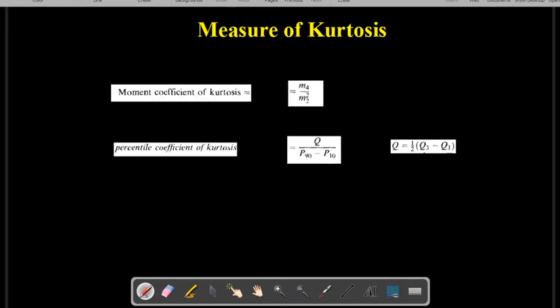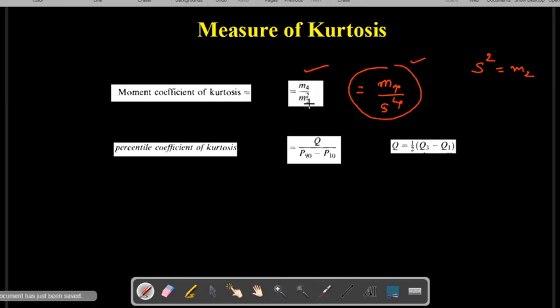We have two measures: moment coefficient of kurtosis and percentile coefficient of kurtosis. Only these two we have to learn. First is the moment coefficient: M4 by M2 square. Since M2 is the variance, that is S square, where S is the standard deviation, M2 square means S raised to 4. So you may use this, but it is not needed; I have given it just for information.